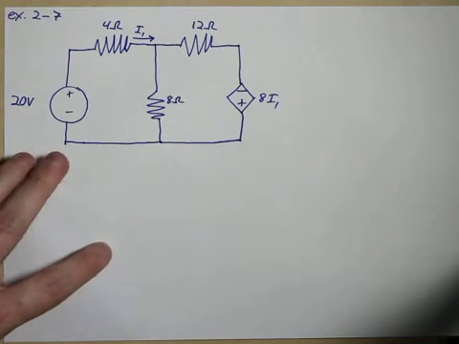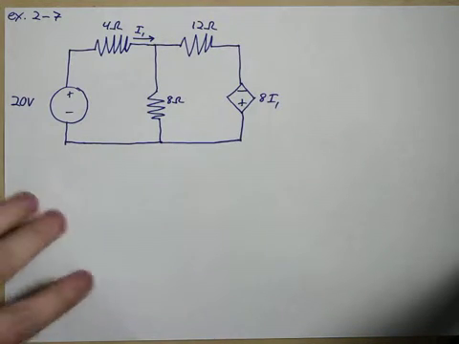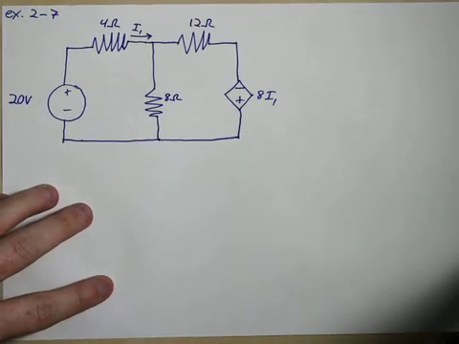So here we have example 2.7. This is a circuit with a dependent source, so it's similar to the last KVL KCL one we did, although it has this dependent source, which we're going to look at how that works out. It's pretty easy. But what we're going to do here again is use the same equations.